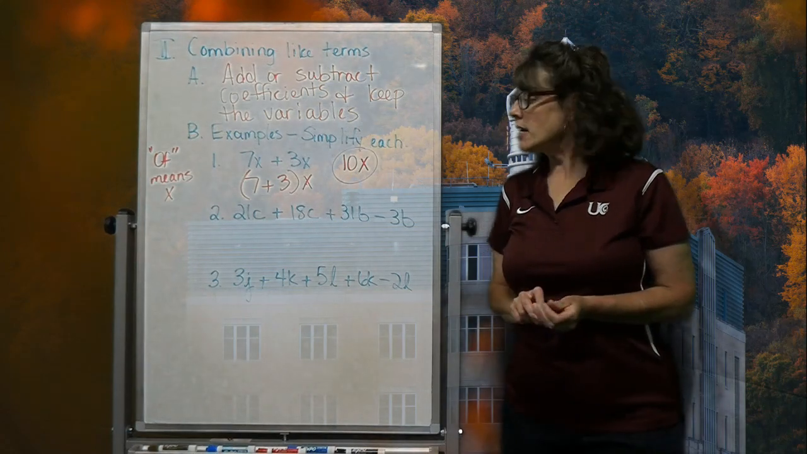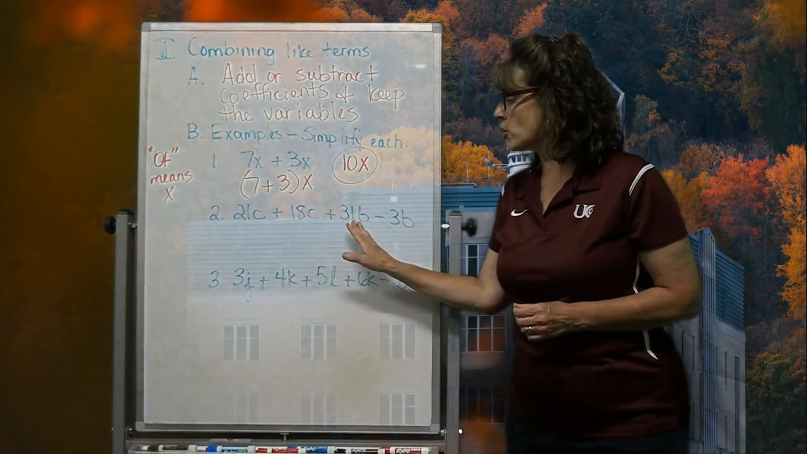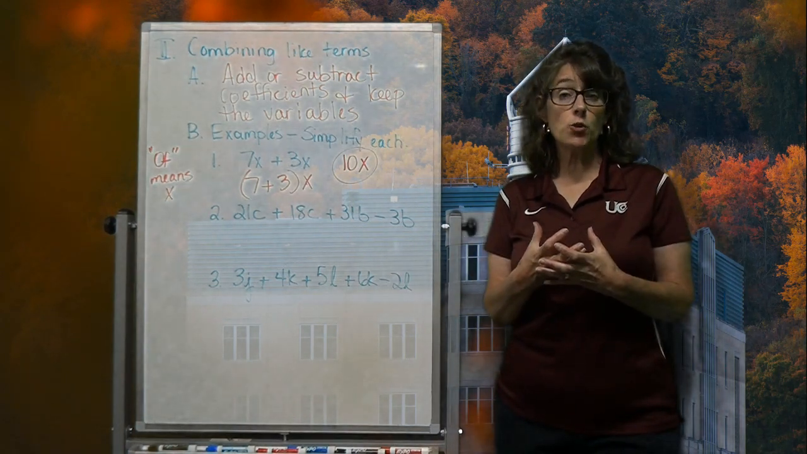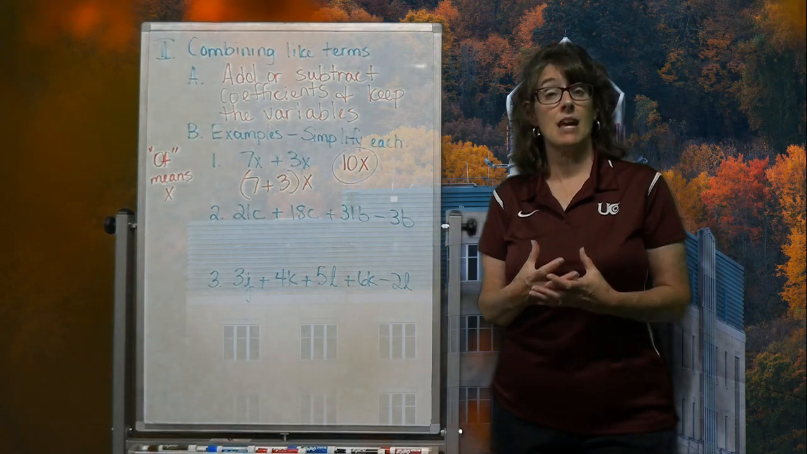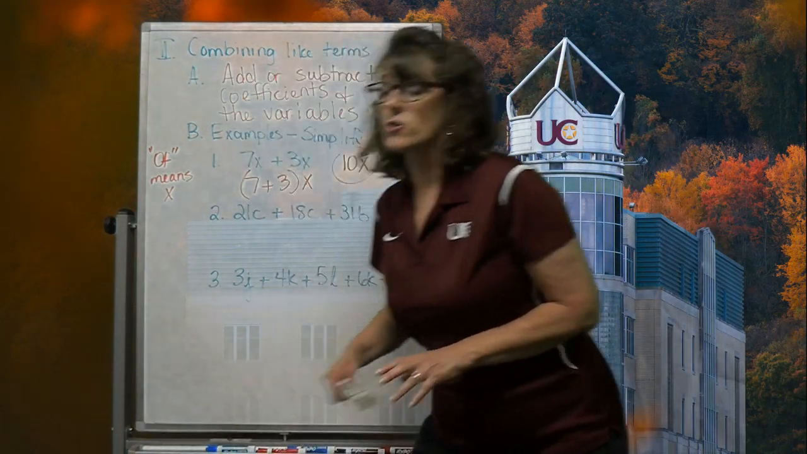So let's take a look at our second example. We have a 21C plus an 18C plus a 31B minus a 3B. Well, I'm going to combine the like terms, remembering that like terms have the same variables, those variables to the same power. So how do I identify those like terms?